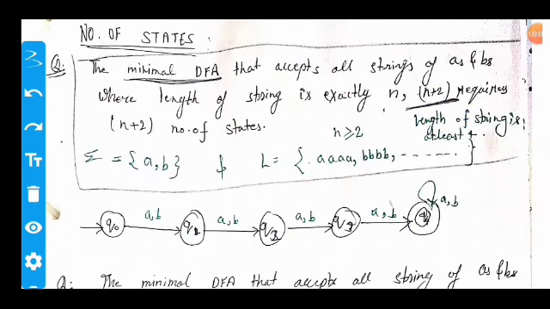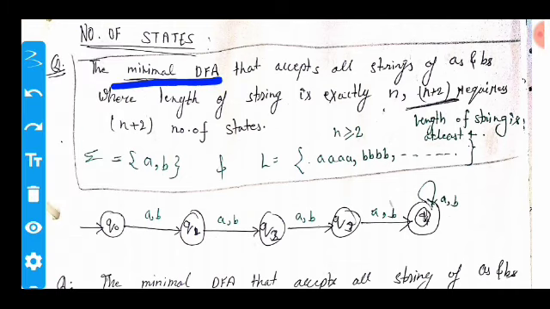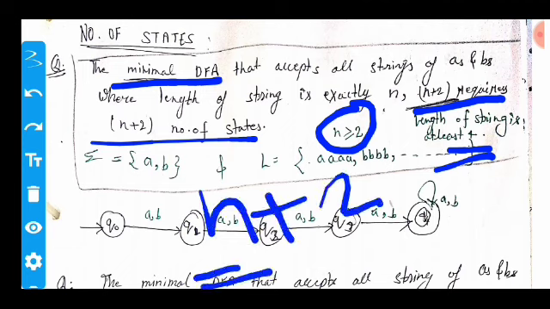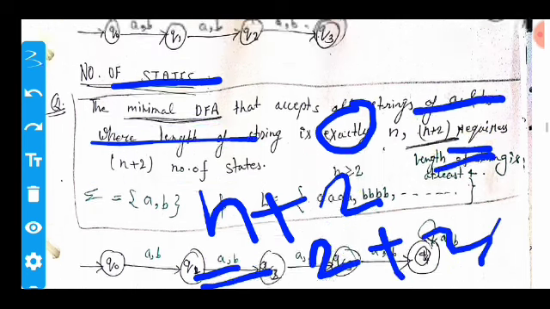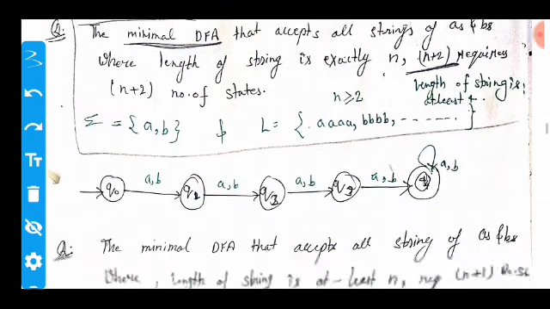Now the minimal DFA that accepts all strings of A and B, where the length of the string is exactly n, requires n plus 2 number of states. We already know about that. Here n is greater than or equal to 2, so the number of states for this is at least 4, meaning n plus 2 is equal to 2 plus 2 equal to 4. Now we move on to the next question.